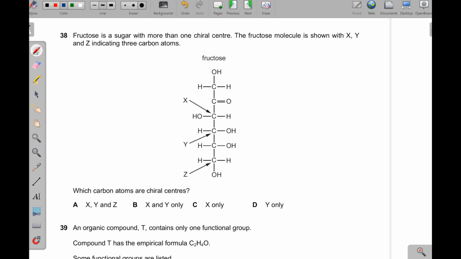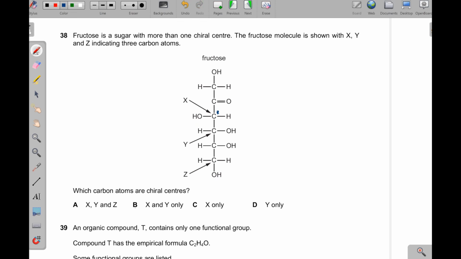Okay. Then question 38. Fructose is a sugar with more than 1 chiral center. The fructose molecule is shown with X, Y, and Z, indicating 3 carbon atoms. And this is what we are given. But let us identify a chiral center, okay, from here, because they are saying which carbon atoms are chiral centers. Remember, chiral center is the one that is connected to 4. It's that carbon atom connected to 4 different what? Groups. Look at this X here. This group here is different from this, is different from this whole group here, and is different from this whole group here.